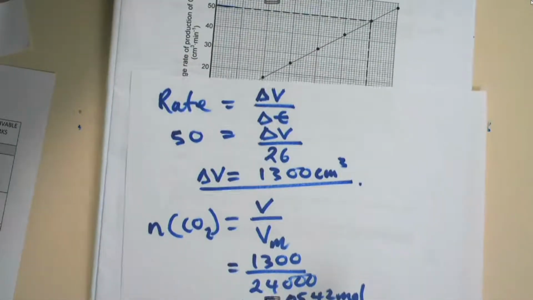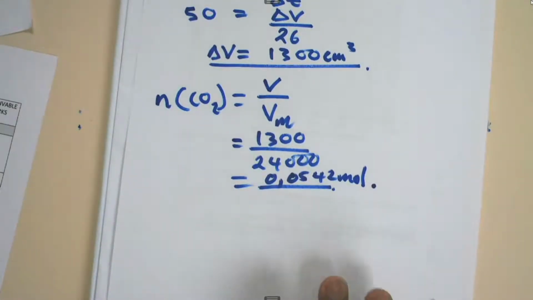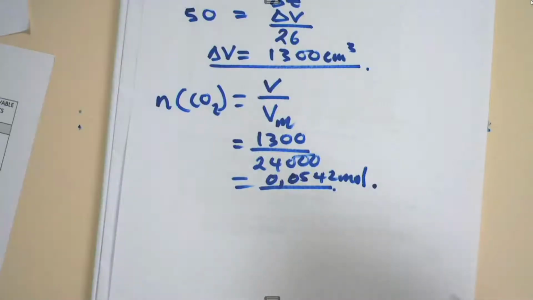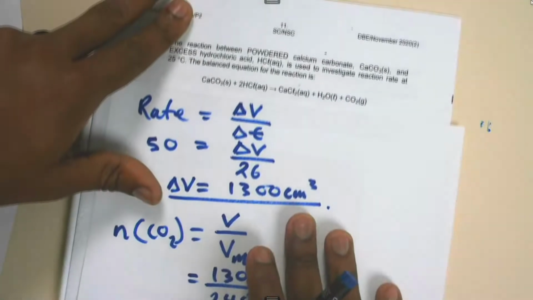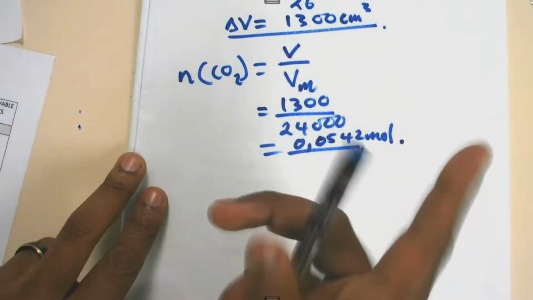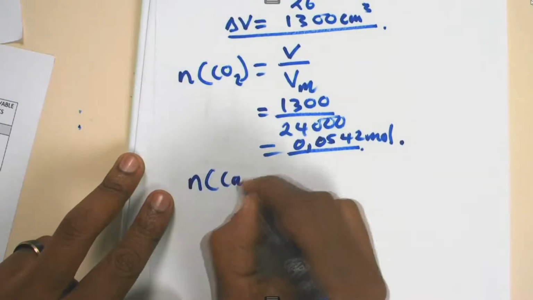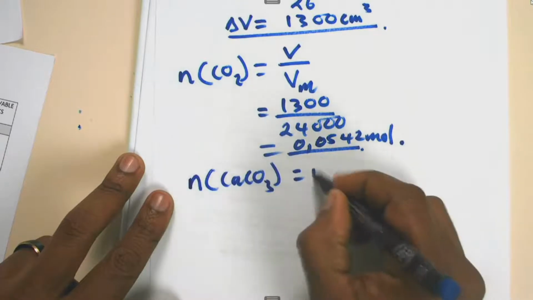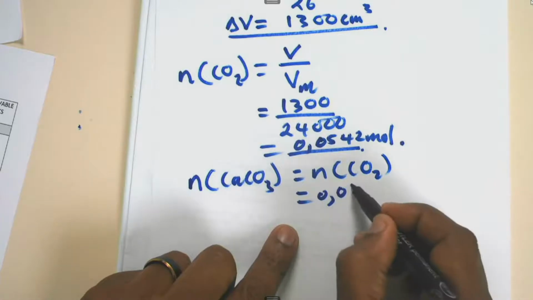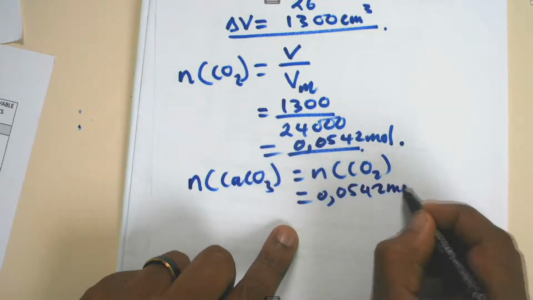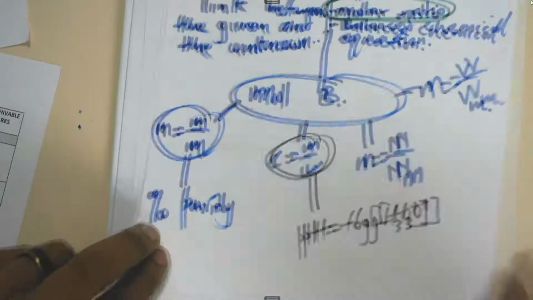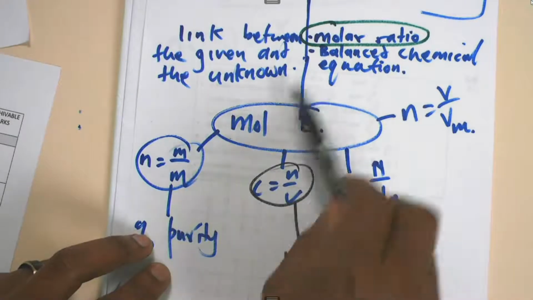Then I look into my balanced chemical equation. I look at my balanced chemical equation between what? Between carbon dioxide and calcium carbonate. So the ratio is 1:1. So I can easily say the number of moles of calcium carbonate is equal to the number of moles of carbon dioxide. Therefore, 0,0542 is the number of moles of calcium carbonate. So I have addressed this part here of the number of moles of calcium carbonate.